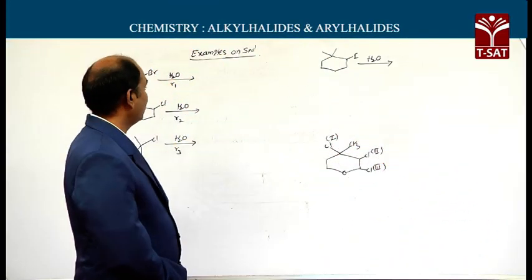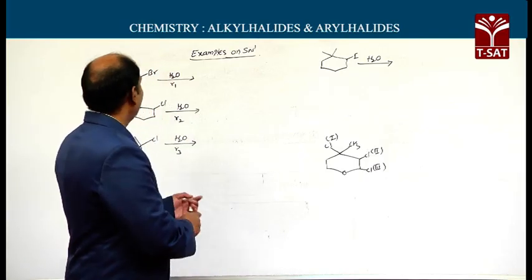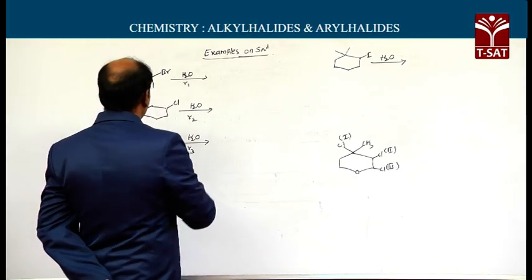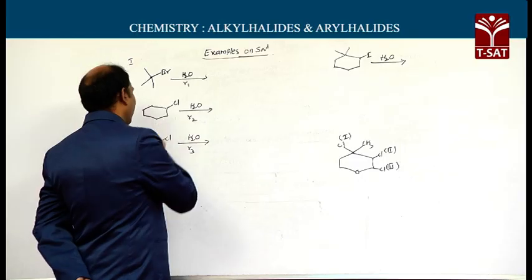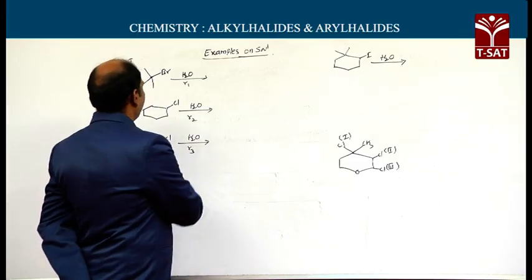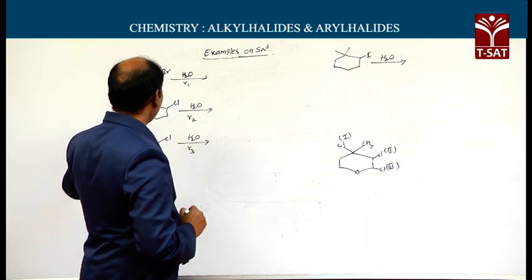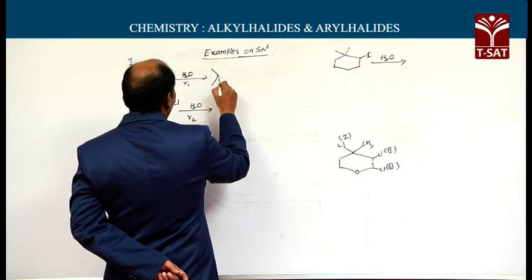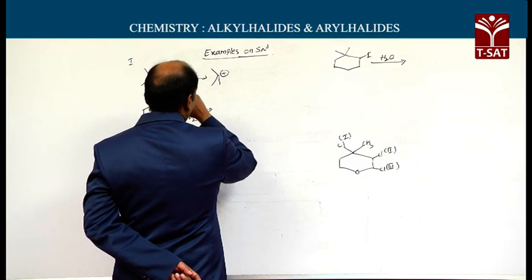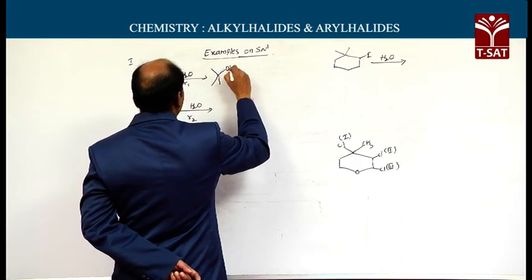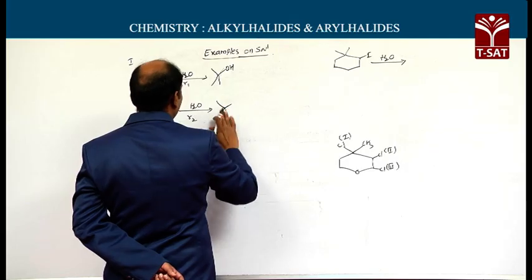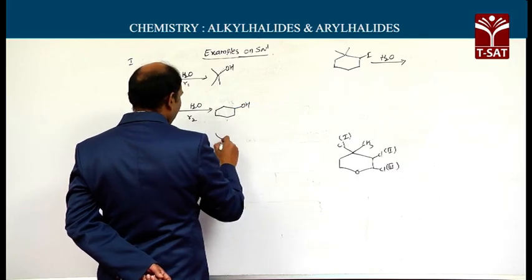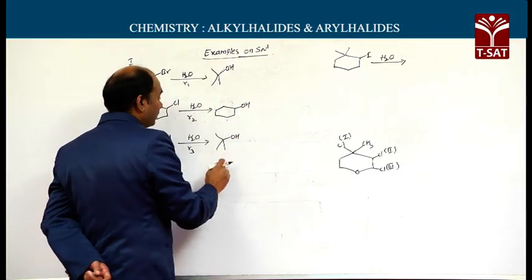Now let us discuss examples on SN1 reaction. Here this is the first example. This is tertiary butyl bromide. This is chlorocyclohexane. This is tertiary butyl chloride. We are discussing that all these three compounds are treated with water. Very simple: a carbocation intermediate is formed, then H2O attacks. So what we get here is tertiary butyl alcohol, cyclohexanol, and tertiary butyl alcohol.